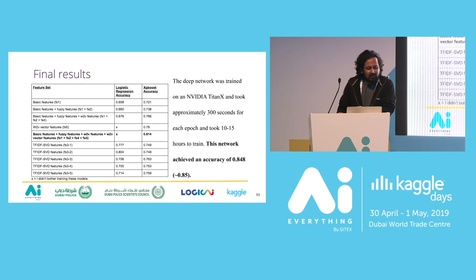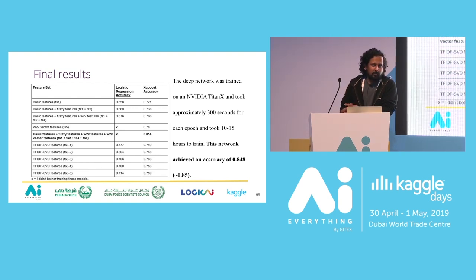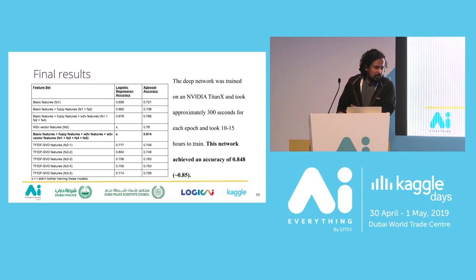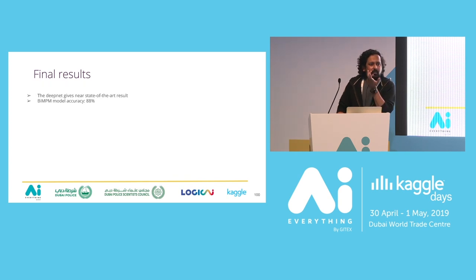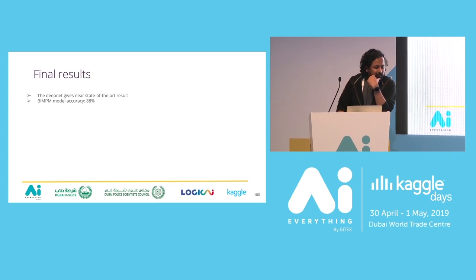The final results looked something like this. So this is for comparison here. And this network achieved accuracy of around 85%, which was near state of the art at that time. Near state of the art, like it was 88, I was 85, I was happy. So I published the article. And then after a few weeks, Kaggle started a competition on the same data. So if I knew that, I wouldn't have published the article.